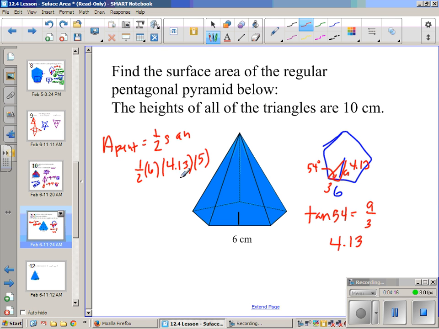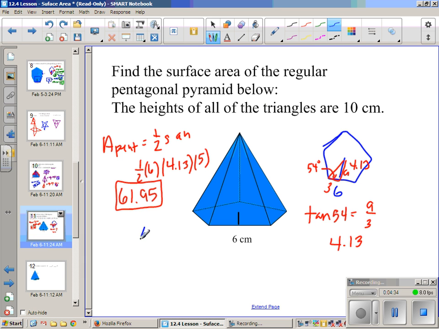0.5 times 6 times 4.13. That gives me a total area of my pentagon of 61.95, or 62 if you round. Now I only have one base that's a pentagon on this, rather than 2 for a prism. Now I've got to find the area of my other faces.